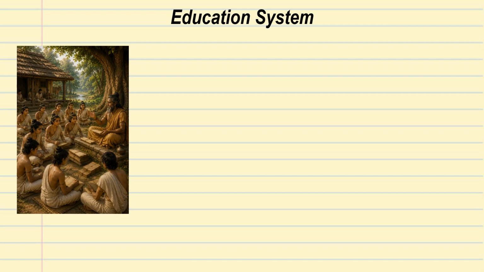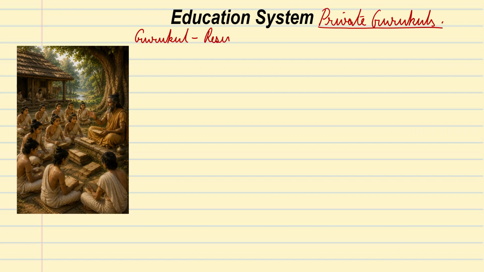How was the education system of the period? So education was imparted through private gurukuls. Private gurukuls were the institutions of education. So what is gurukul? Gurukul means a residence of the guru, means teacher. So meaning the family of guru, this became a sacred institution.